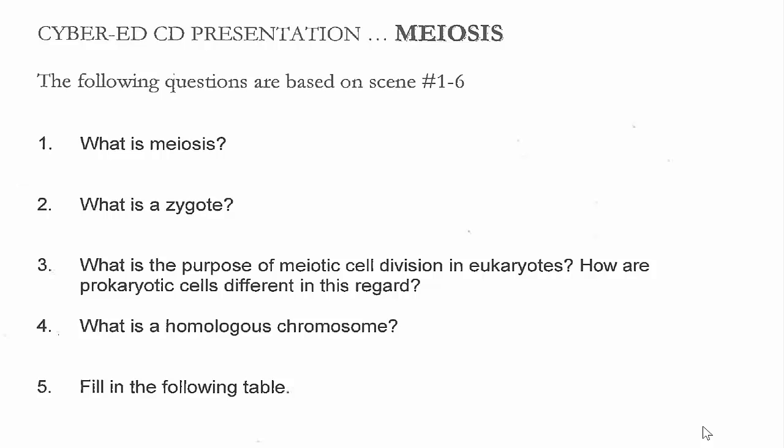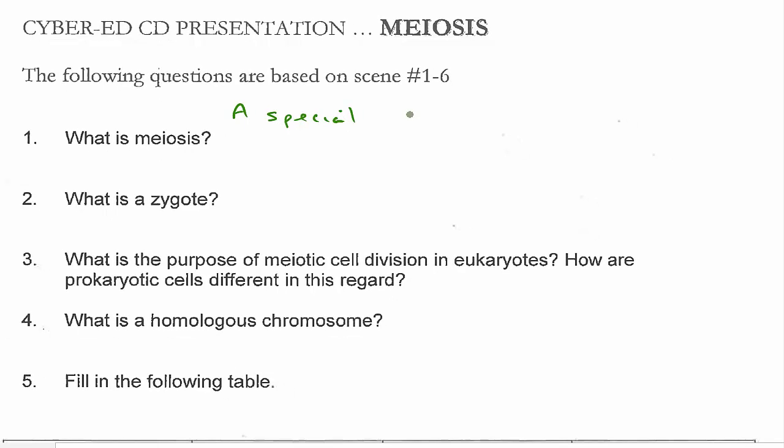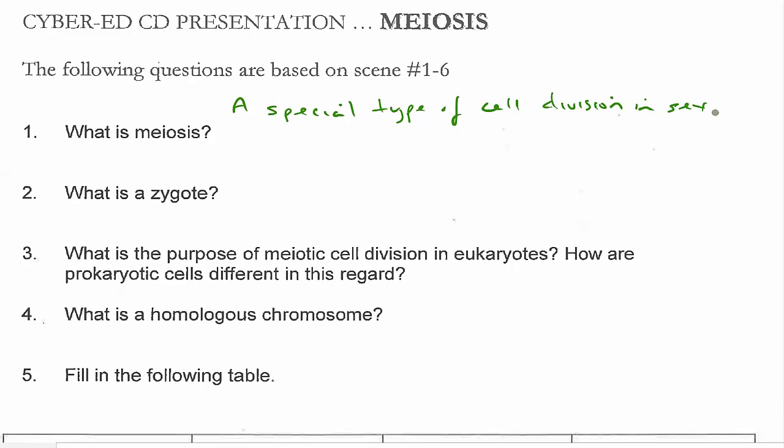So speaking of meiosis, just what is meiosis? I would say that there's a lot of different definitions, but let's go with a special type of cell division in sex cells. And you know what sex cells are? Egg and sperm. So I'd go with something like a special type of cell division. And again, we're talking about cell division here in sex cells, sperm and egg.